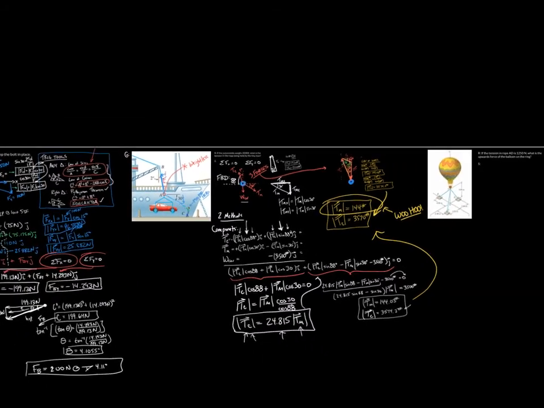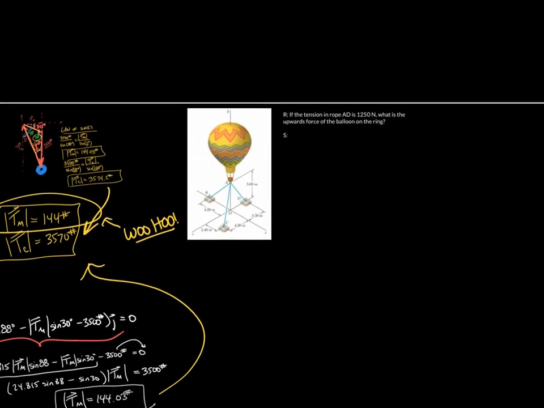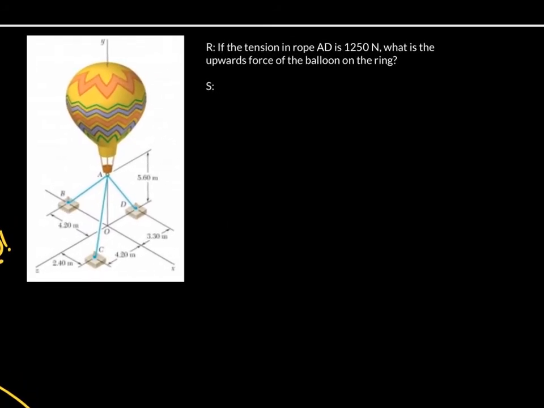3D, as you can imagine, presents some more challenges. I want to note something here. 3 dimensions means we can solve for 3 unknowns. This one came out a little bit blurry, so I'm going to write some of these a wee bit bigger so that you can see these numbers. So this is 5.60 meters. This is 3.30 meters. This is 4.20 meters. This is 2.40 meters. This is 4.20 meters.